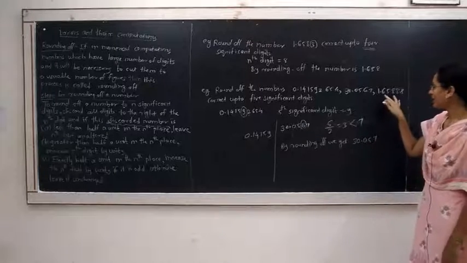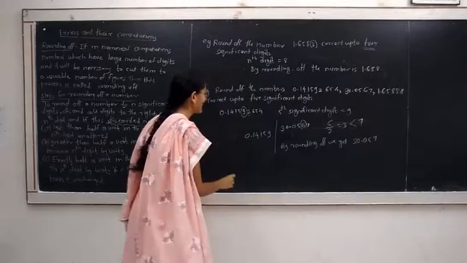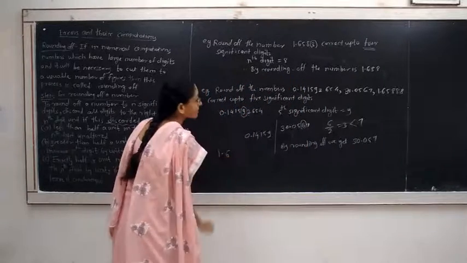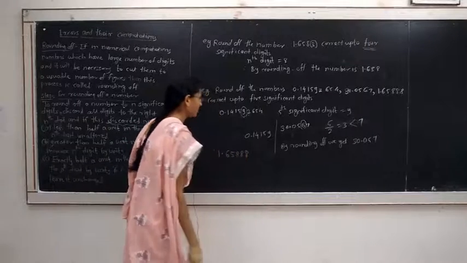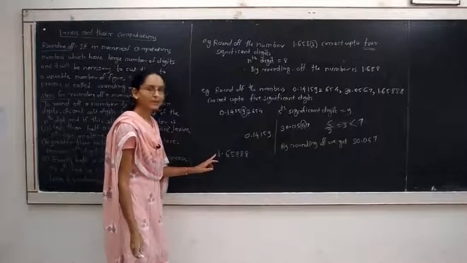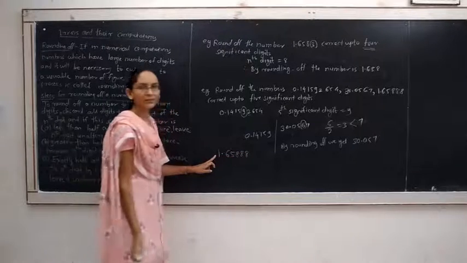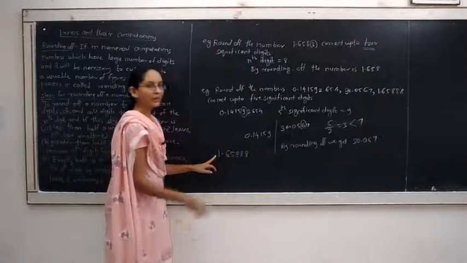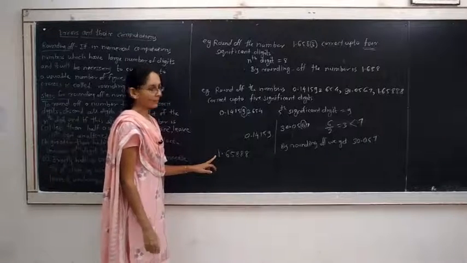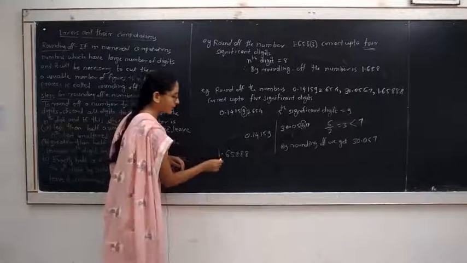The last number we have to round off is 1.65888. Again, this number consists of 6 significant digits or significant figures. We have to round off this number correct up to 5 significant figures. So, look at the fifth significant figure of this number.